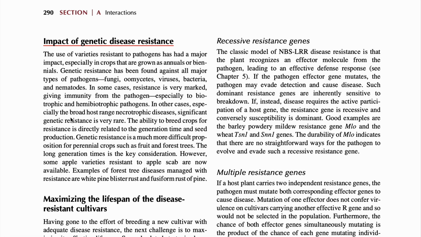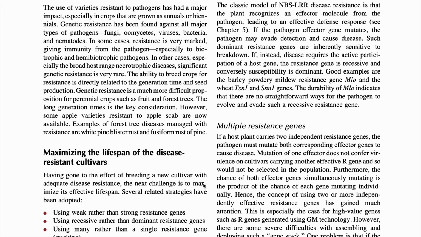In other cases, especially the broad host range necrotrophic diseases, significant genetic resistance is very rare. The ability to breed crops for resistance is directly related to the generation time and seed production. Genetic resistance is a much more difficult proposition for perennial crops such as fruits and forest trees. The long generation time is the key consideration. However, some apple varieties resistant to apple scab are now available. Examples of forest tree diseases managed with resistance are white pine blister rust and fusiform rust of pine. So these are the impacts of genetic disease resistance.